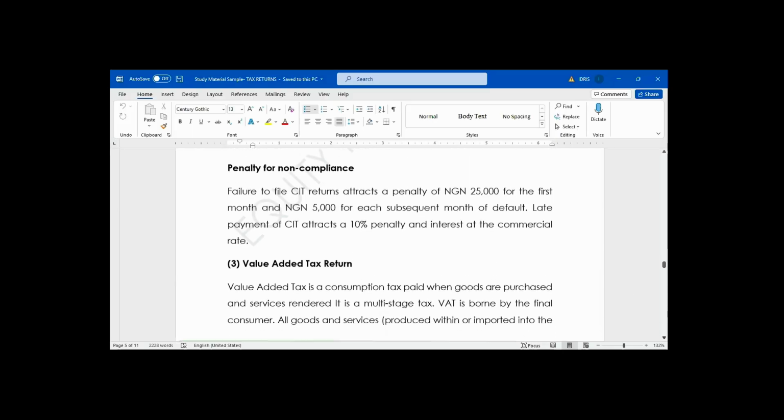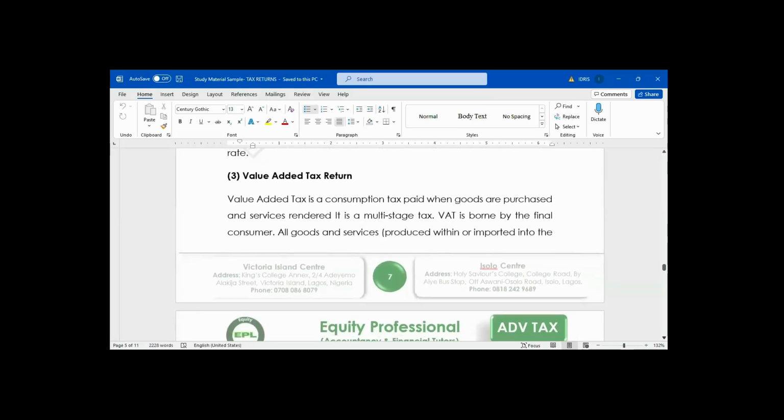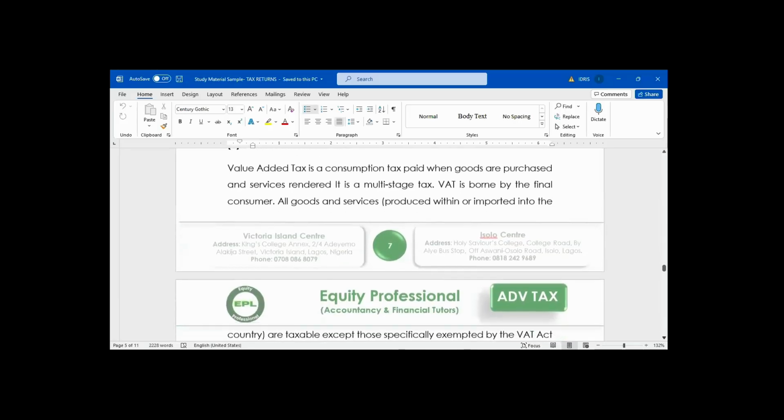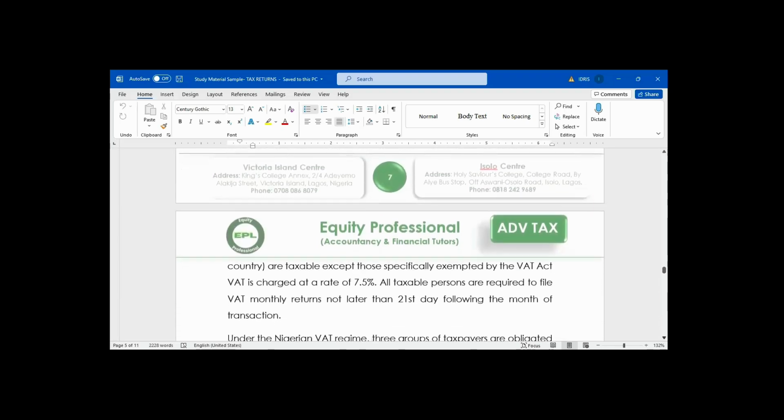How do we file value added tax return? Value added tax is a consumption tax. It's an indirect tax imposed on value added in the production of goods and services. And it is a multi-stage tax that is borne by the final consumer. Presently, the rate of value added tax is 7.5%.